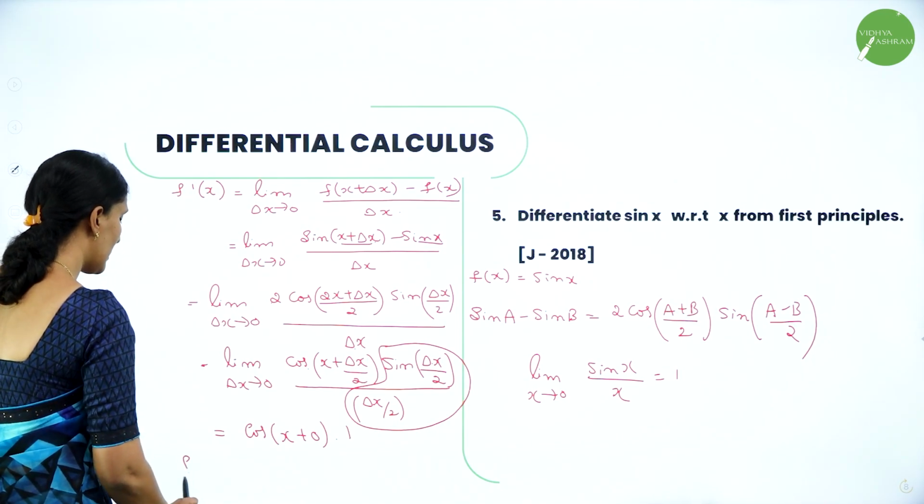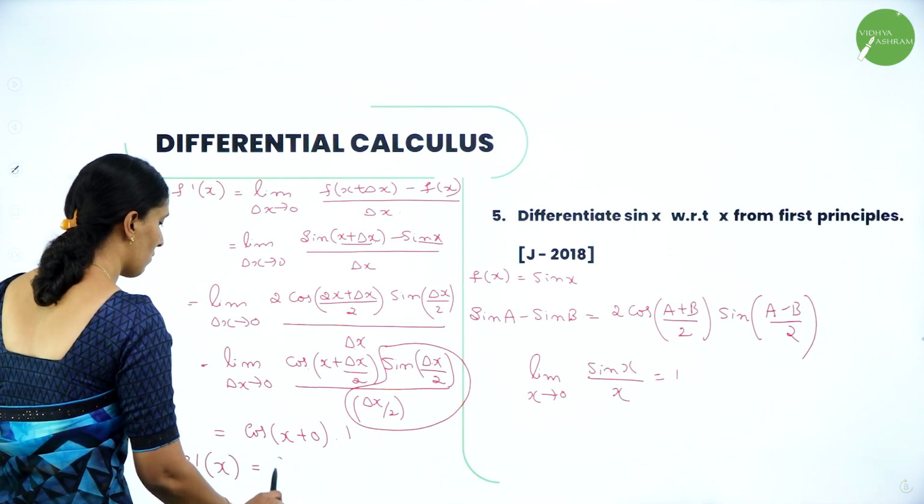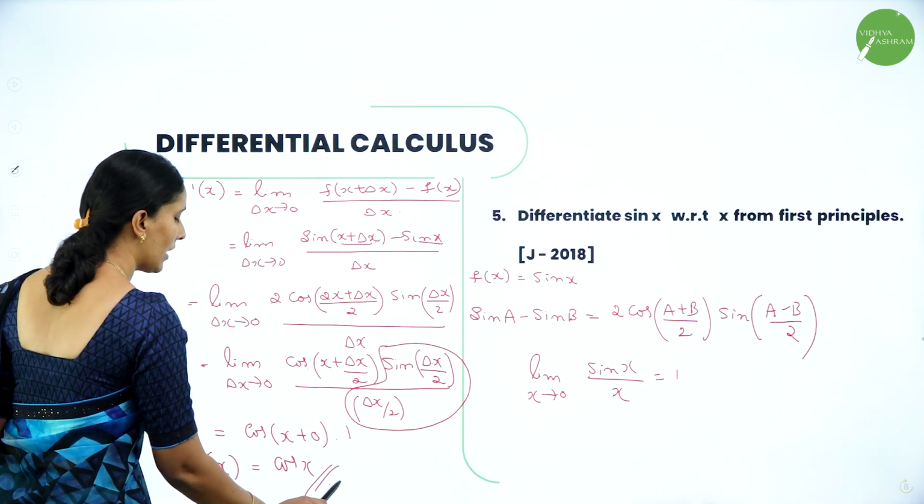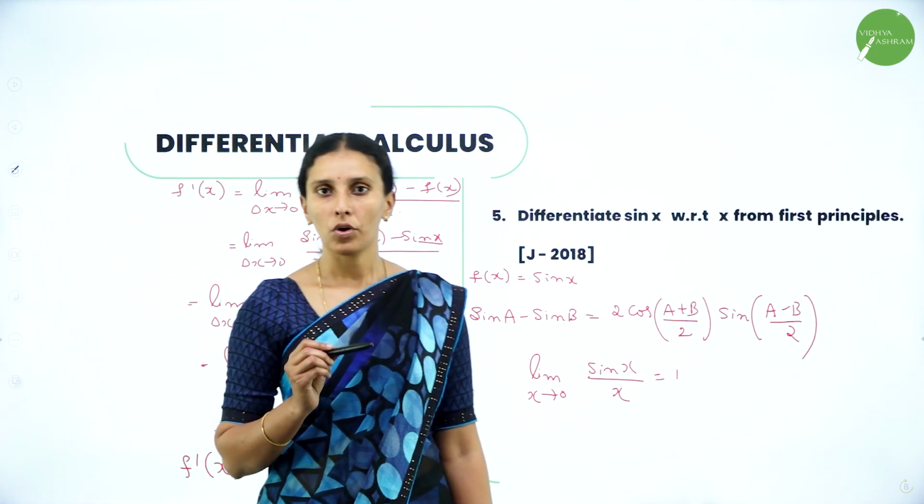So clearly we can see f dash of x is equal to cos x. So therefore the derivative of the sin x function is cos x.